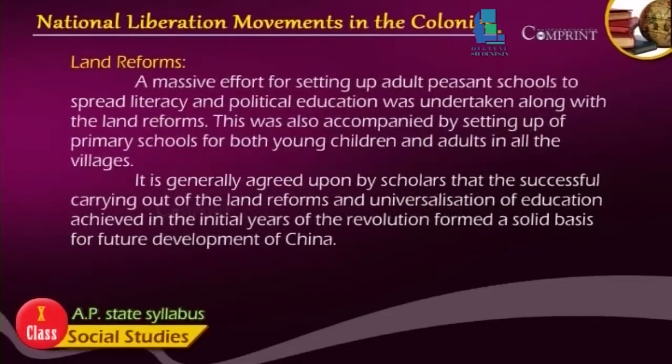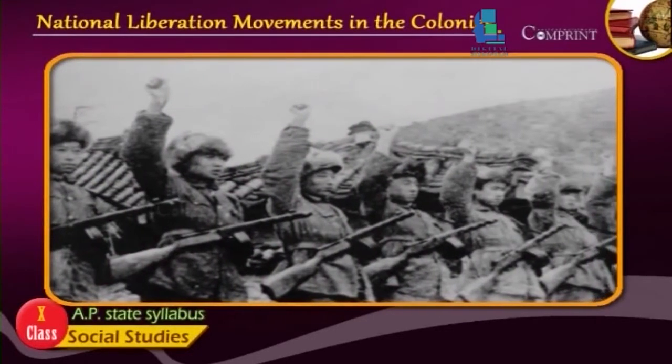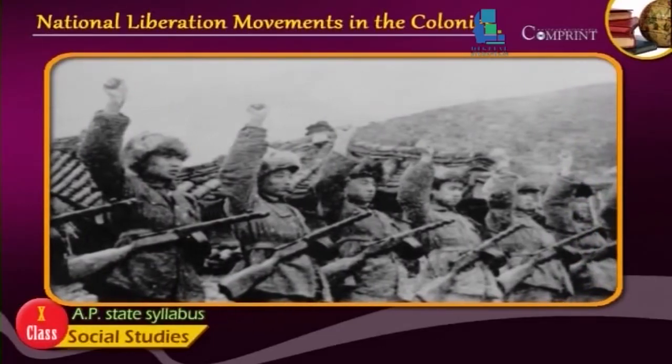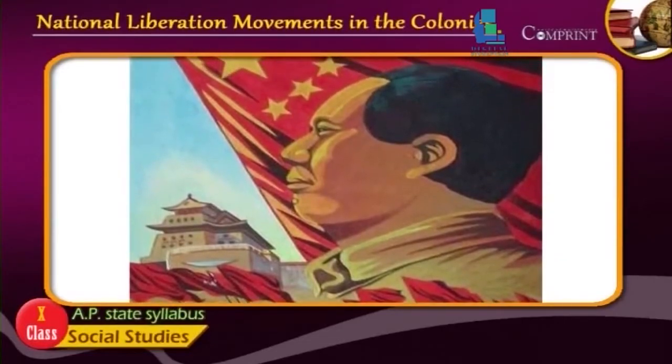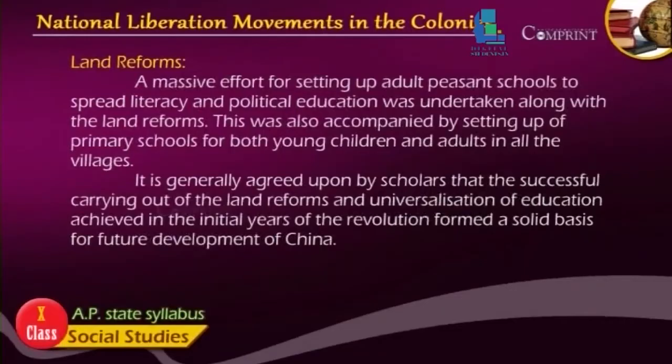A massive effort for setting up adult peasant schools to spread literacy and political education was undertaken along with the land reforms. This was also accompanied by setting up primary schools for both young children and adults in all the villages. It is generally agreed upon by scholars that the successful carrying out of the land reforms and universalization of education achieved in the initial years of the revolution formed a solid basis for the future development of China.